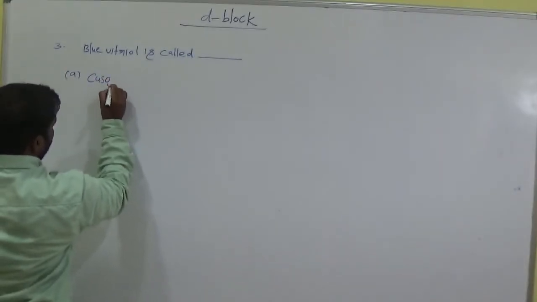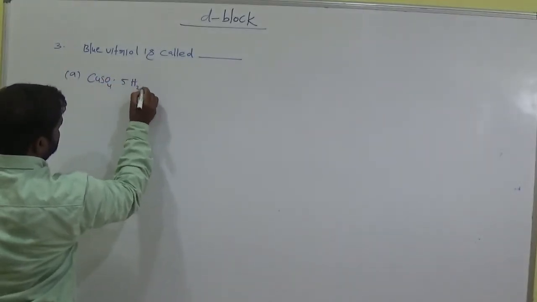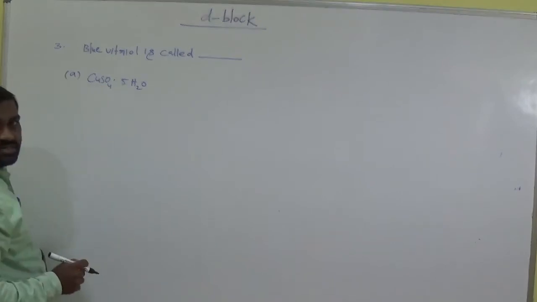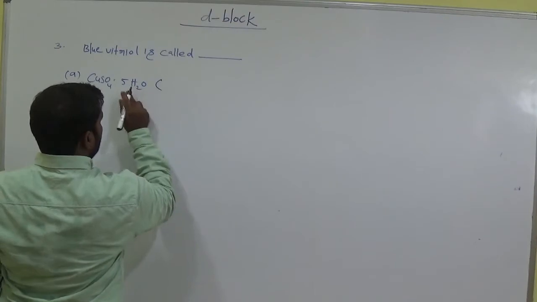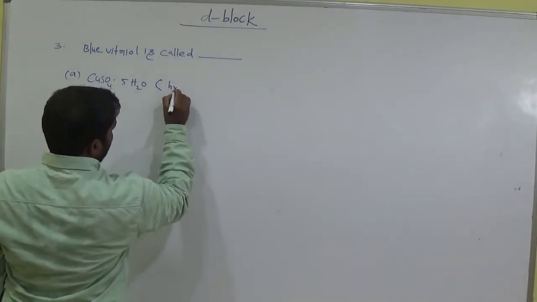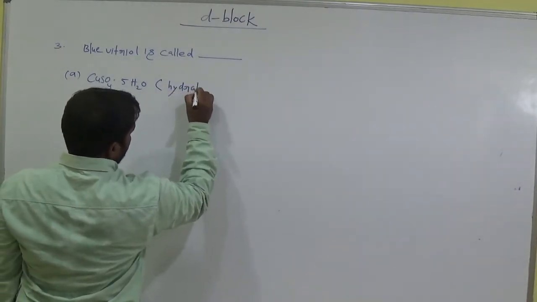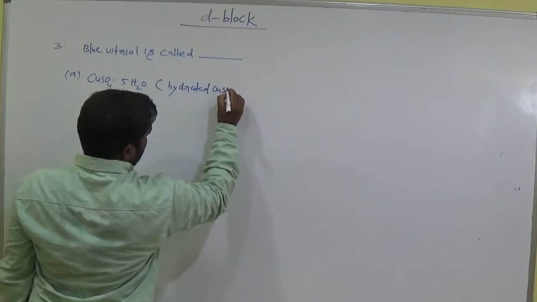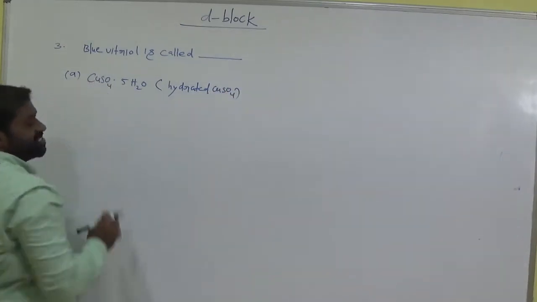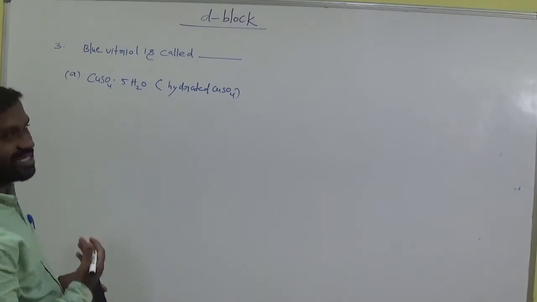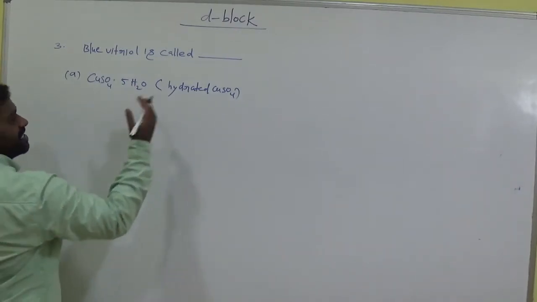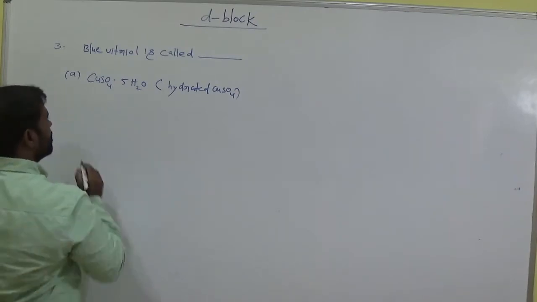Option A, copper sulfate pentahydrate. SO4 is there, so it is called vitriol. Blue vitriol means water molecules are there, so it is hydrated: hydrated copper sulfate, CuSO4.5H2O. 5 moles of water is there. If water is present, then we call it hydrated. Keep it in our mind.